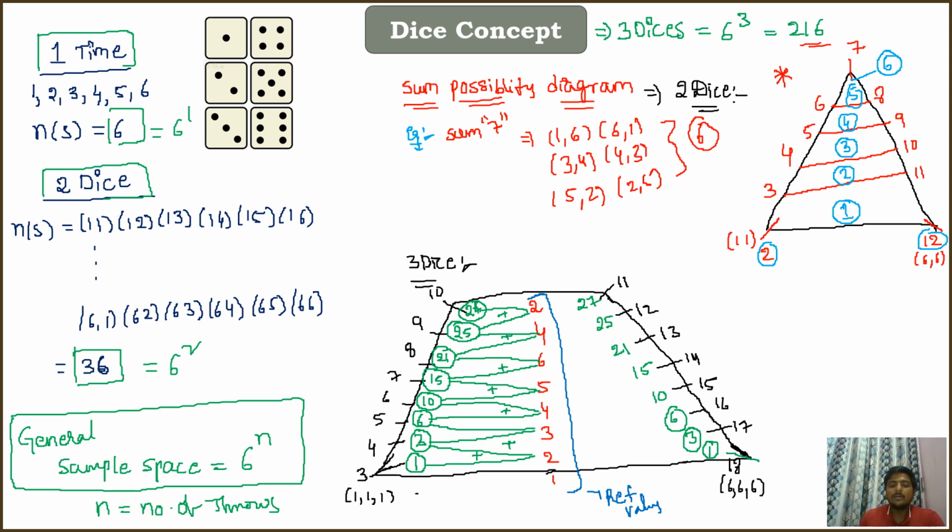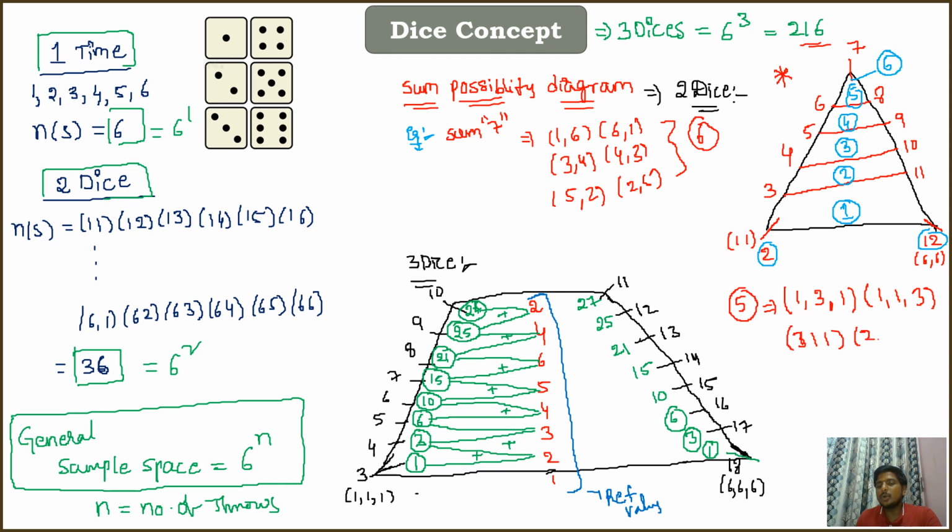See, let me explain. For example, I want to get sum as 5. Now, what are the chances I'll get? I'll get 1 on the first die, 3 on the second die, 1 on the third die. So 1, 3, 1. Likewise, 1, 1, 3, or 3, 1, 1. The sum is 5.